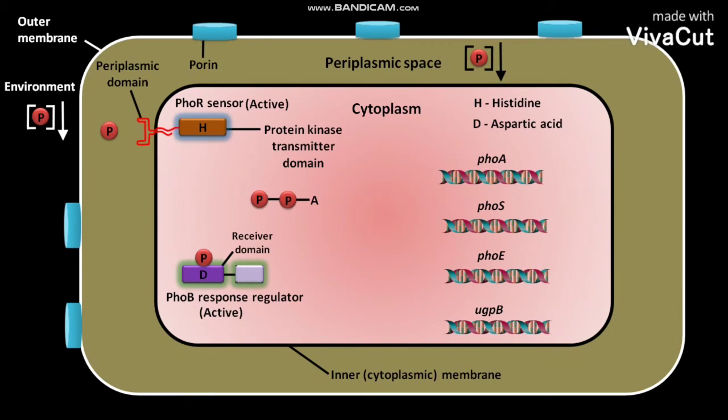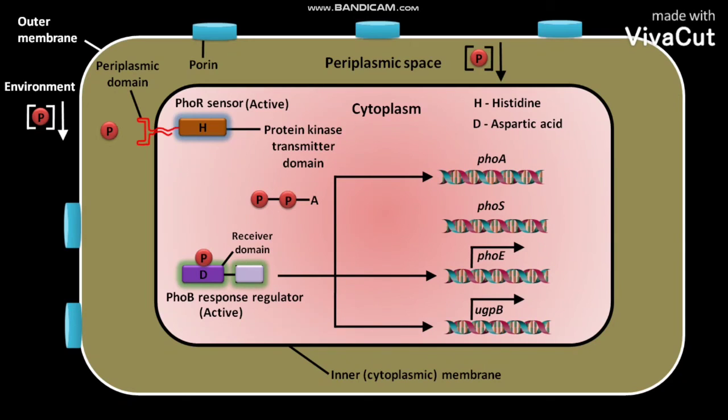The active PhoB response regulator protein then activates the transcription of the PhoE gene. It also activates the transcription of the UgpB gene. It also activates the transcription of the PhoA gene. It also activates the transcription of the PhoS gene. The proteins produced from these genes then help the cell to respond to low phosphate concentration.